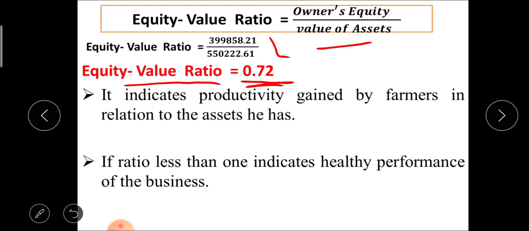So this is the practical, that is analysis of different financial test ratios from the balance sheet. You have to calculate all these ratios.